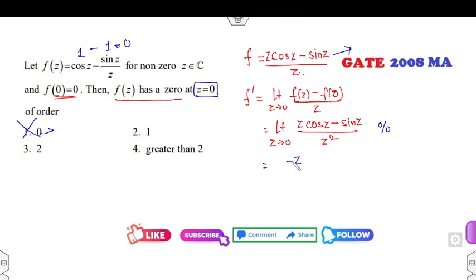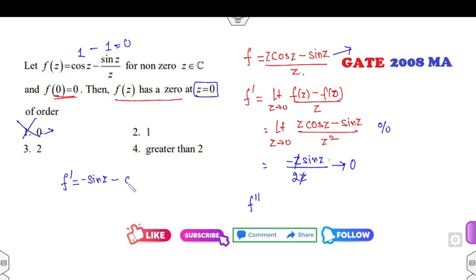So it's minus z sin z plus cos z minus cos z cancel out over 2z. Fine. So what is the answer of this? It will be 0. So that means f dash is 0. I need to find the second derivative. How can you find the second derivative? I need to firstly find the first derivative. What is the first derivative?